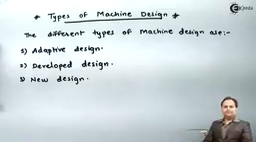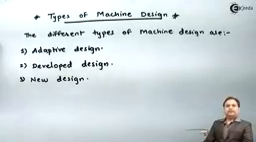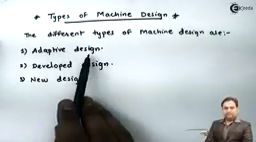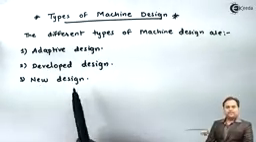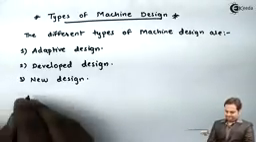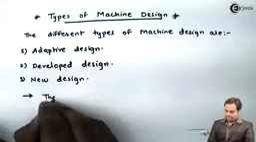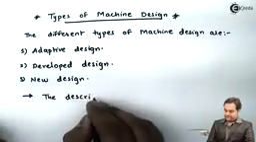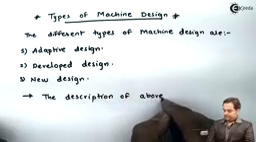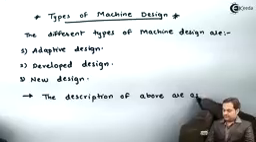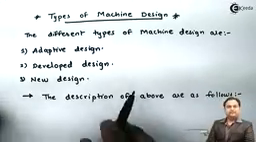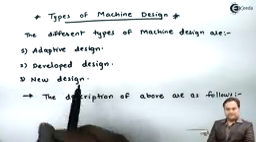So as we can see, the subject of machine design consists of basic three kinds of design. They are adaptive, developed and new. Now let us try to understand each one of them in detail. The description of the above are as follows. I'll first start with adaptive design.